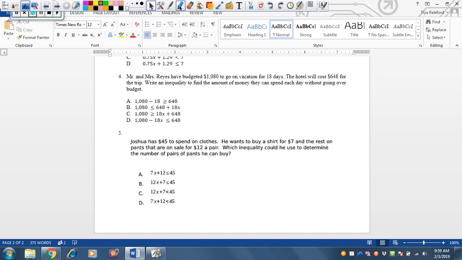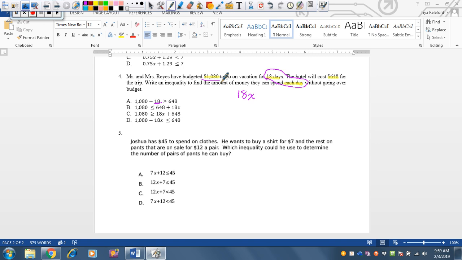All right. Number 4, Mr. and Mrs. Reyes have budgeted $1,080 to go on vacation for 18 days. The hotel will cost $648 for the trip. Write an inequality to find the amount of money they can spend each day without going over their budget. So days is being multiplied. What's the number that goes with days? 18. So anything that doesn't have 18 being multiplied needs to disappear. Get rid of it. Now we're down to 3 options.